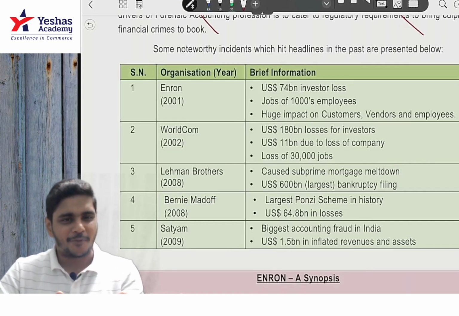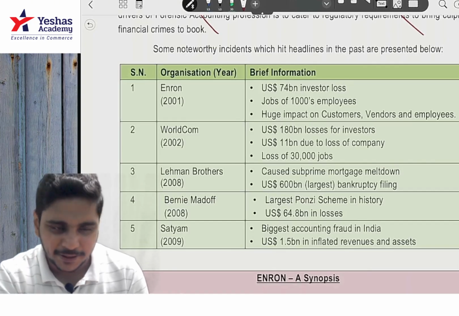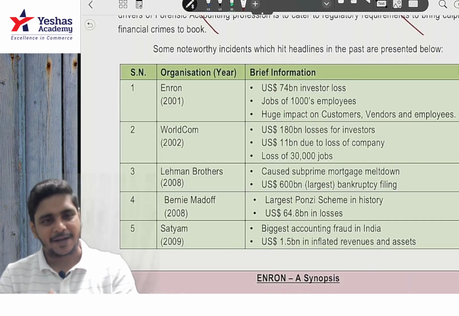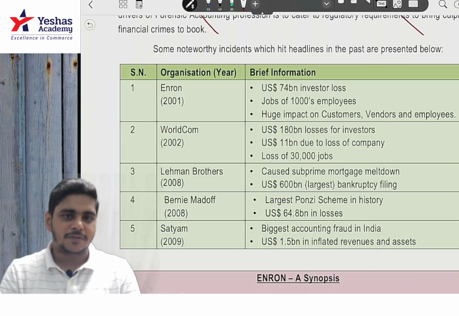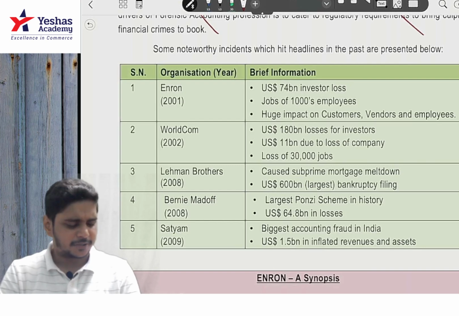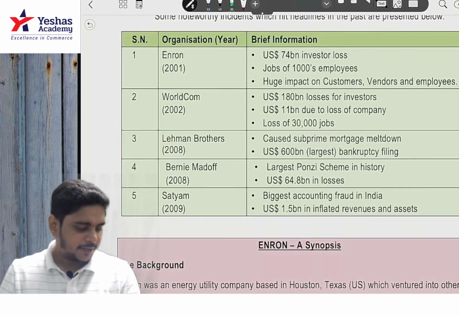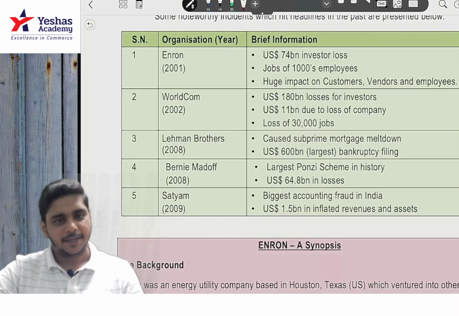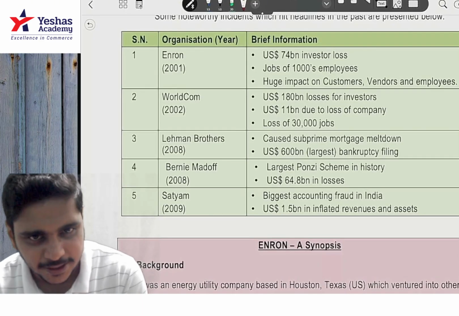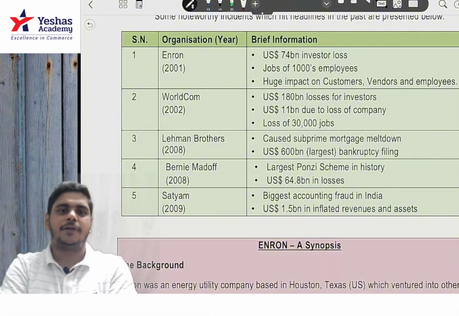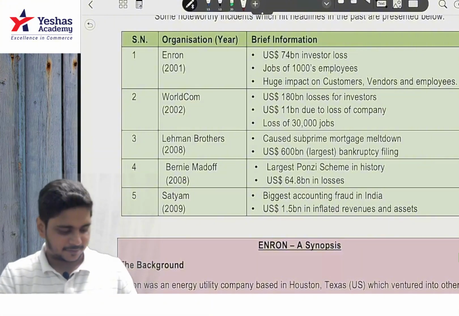I think you were not even born at that time. Lehman Brothers, the bank, got bankrupt. Lehman Brothers caused the subprime mortgage meltdown, 16 billion, the largest bankruptcy filing. Then Bernie Madoff, the largest Ponzi scheme in history, 64.8 billion in losses. In India, Satyam's fraud was there, the biggest accounting fraud in India, $1.5 billion in inflated revenues and assets.